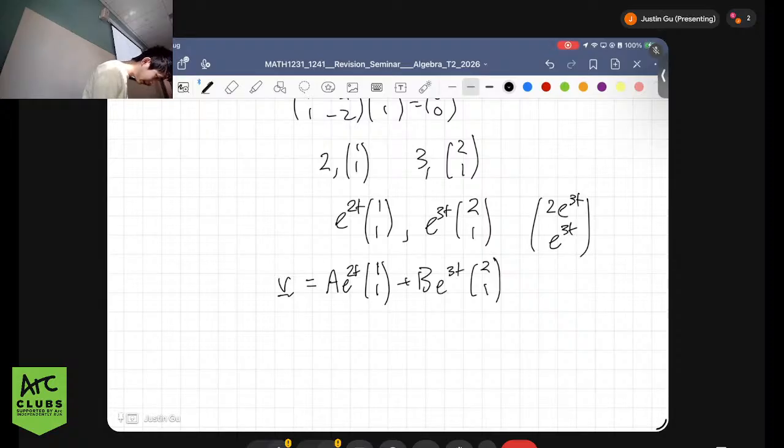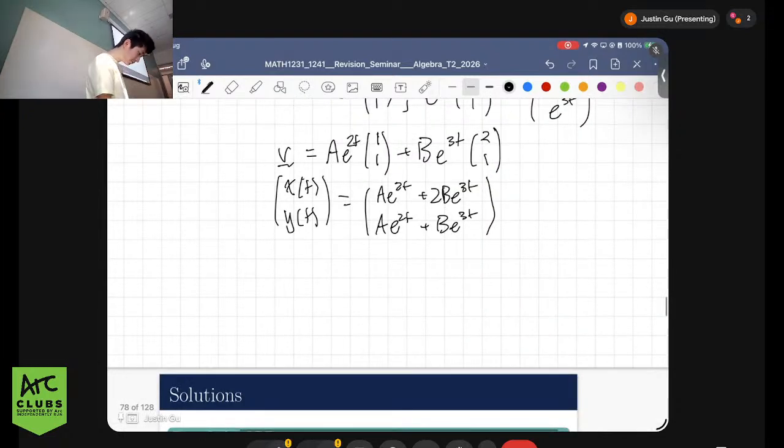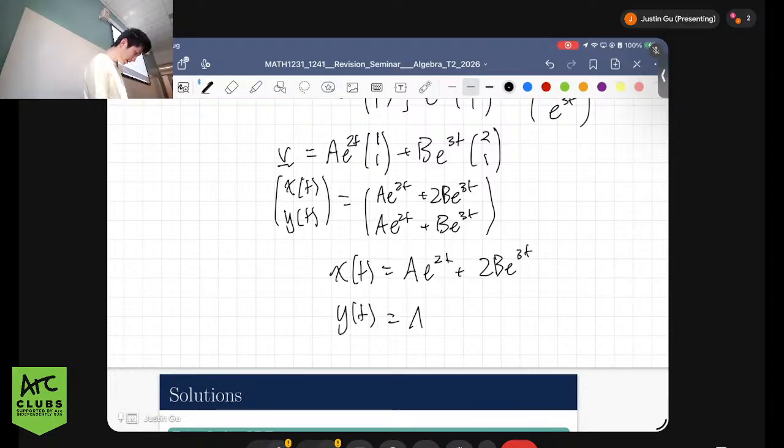So solutions are therefore given by this, plus b e to the 3t times (2, 1). Remember, v is (x(t), y(t)), and we say that this is equal to a e to the 2t plus 2b e to the 3t, a e to the 2t plus b e to the 3t. So that gives us a general set of equations: x(t) equals a e to the 2t plus 2b e to the 3t, and y(t) equals a e to the 2t plus b e to the 3t.